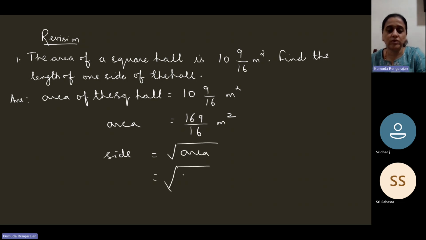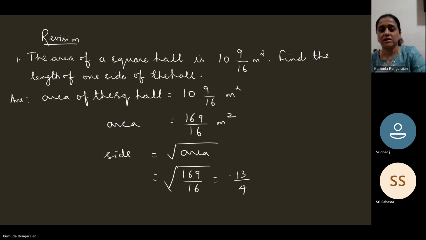So that is square root of 169 by 16. The square root of 169 is 13 and the square root of 16 is 4. So 13 by 4. Write this as a mixed fraction. So 4 3s are 12, 1 by 4 meters.